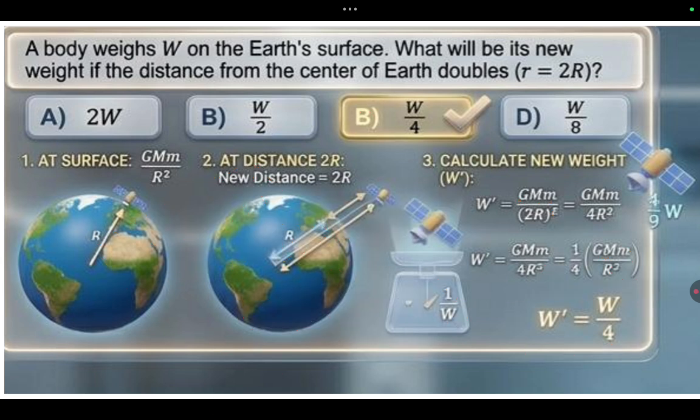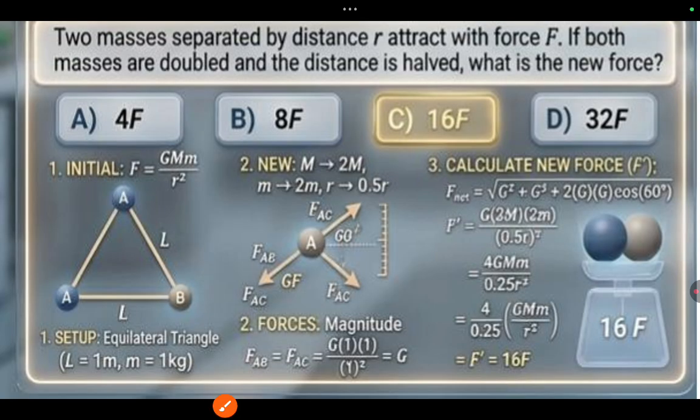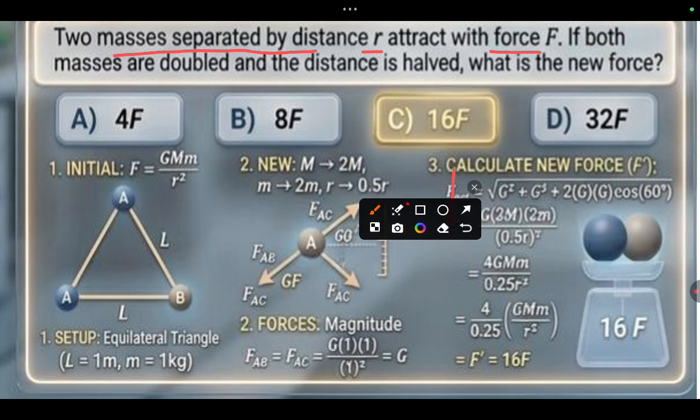So, second one: two masses separated by a distance are attracted with force F. If both masses are doubled and the distance is halved, what is the new force? So let us consider the question: two masses separated by a certain distance, the distance is R, and the force is F. Now both masses are doubled, and the distance is halved. What is the new force?